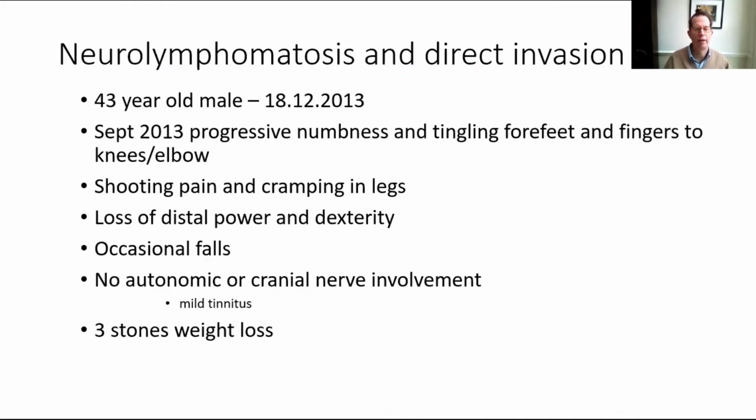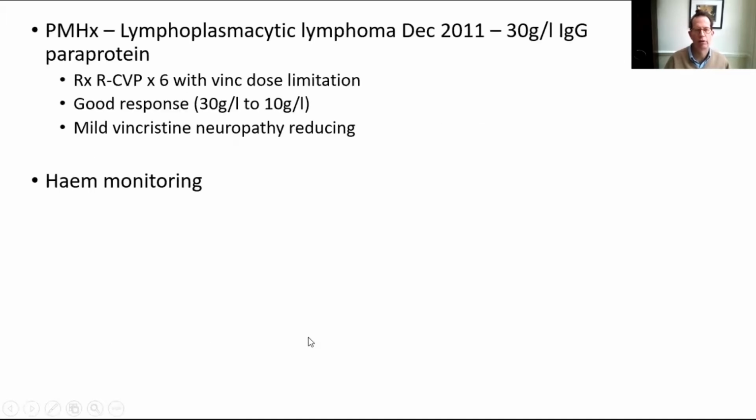Neurolymphomatosis is pretty rare. Here is a man who was sent along with CIDP with slowly progressive numbness and tingling in his feet, but he has atypical features of shooting pain and cramping, occasional falls, some tinnitus, but importantly weight loss. And this is all on the background of a lymphoplasmacytic lymphoma with, unusually in this condition, a high level of IgG paraprotein, but a good response to previous treatment and a mild increasing neuropathy.